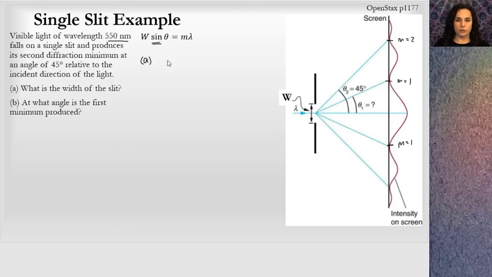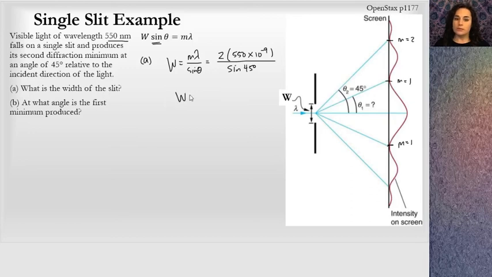I'm going to solve this equation for W. W equals m lambda divided by sine theta. I'm going to put in what I know, m equals 2, lambda. I'm going to put in meters. I need to have this in meters. And then I'm going to divide by sine of the angle, which is 45, sine 45.